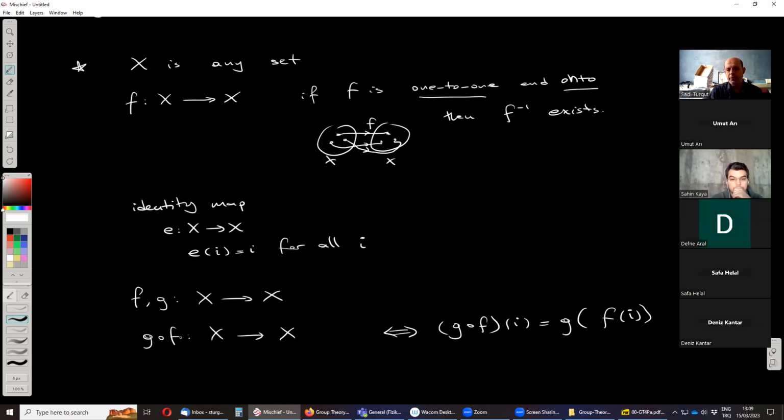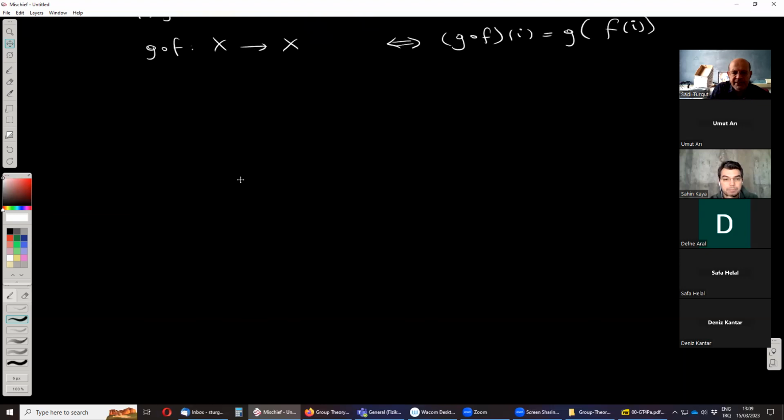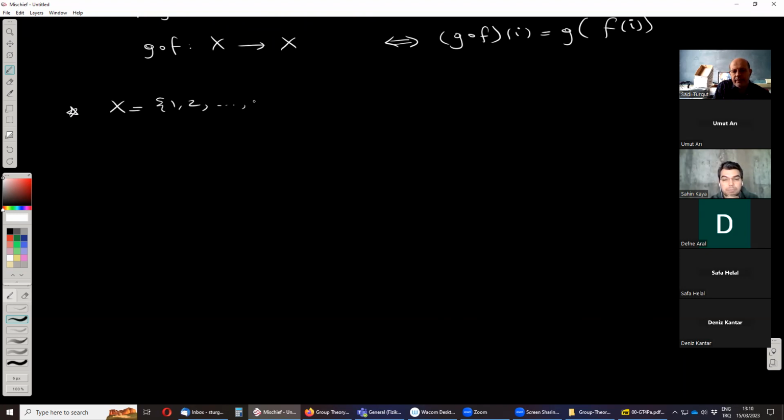So the composition of two functions, if all of these functions satisfy this property that they are invertible, actually satisfies this group property. There are many examples of these. I'm just going to give you some examples. So X is a set of n objects, let's say.